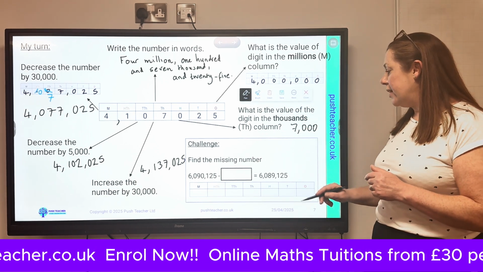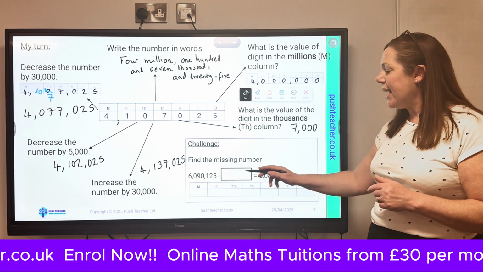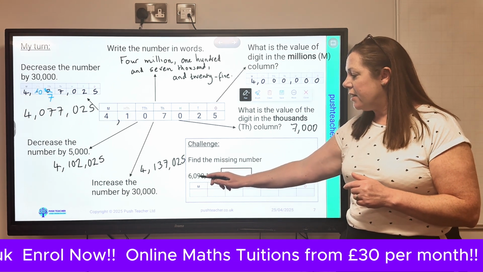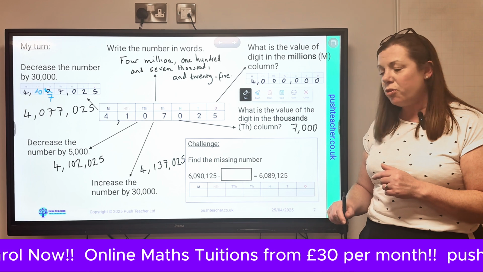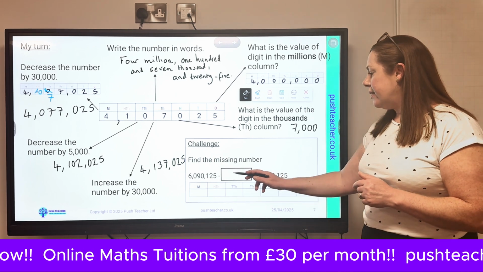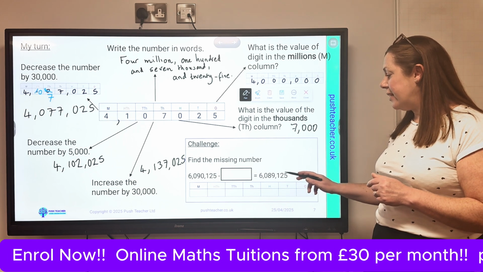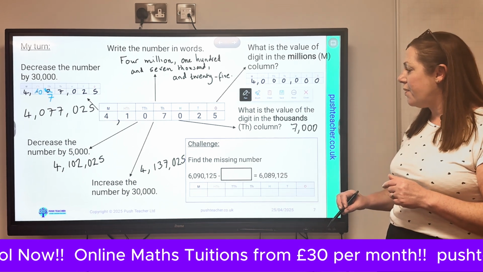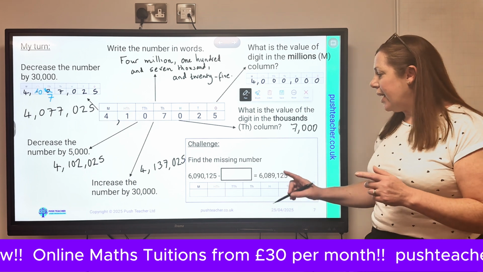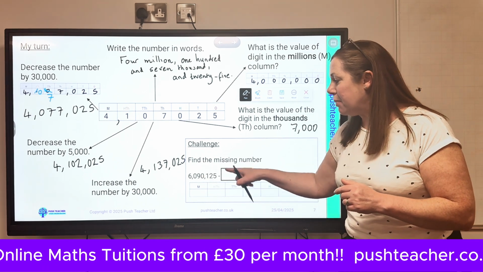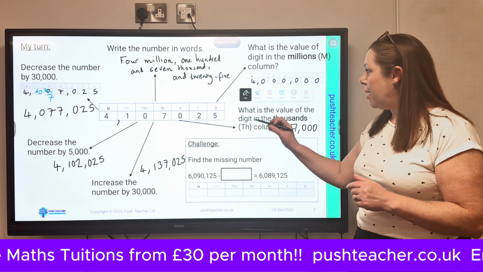Let's have a look at the challenge together, and then you're going to answer a set of questions like this. Find the missing number. We have 6,090,125. Take away something leaves me 6,089,125. So let's have a look at what we've got. I'm going to write my original number in my place value grid.